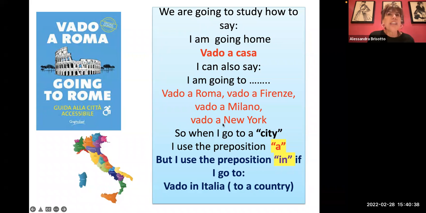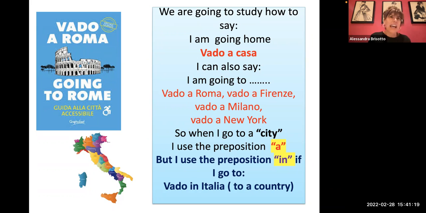If you go to a village or to a small town or to a big town, okay? If you go somewhere bigger than a city, bigger than a town, so a region, a state, or a country, you use the preposition in. So when I go to a city, I use the preposition a. But I use the preposition in if I go to, for example, vado in Italia. Italia is a country, so I use in.